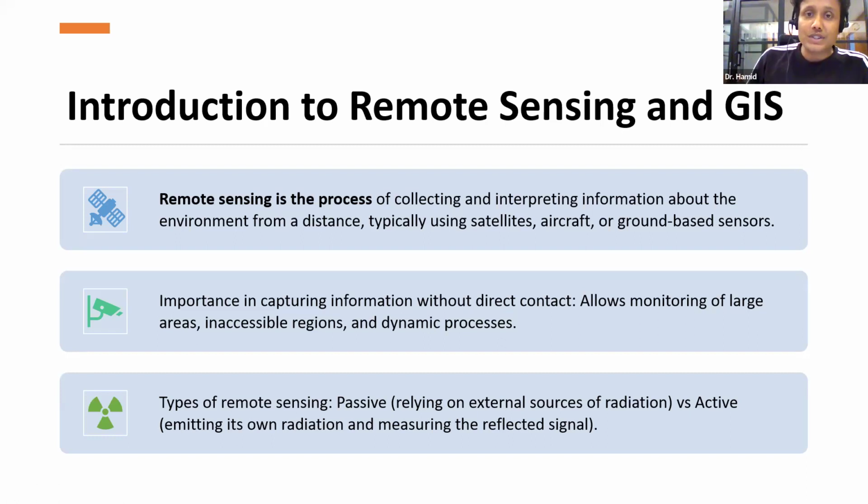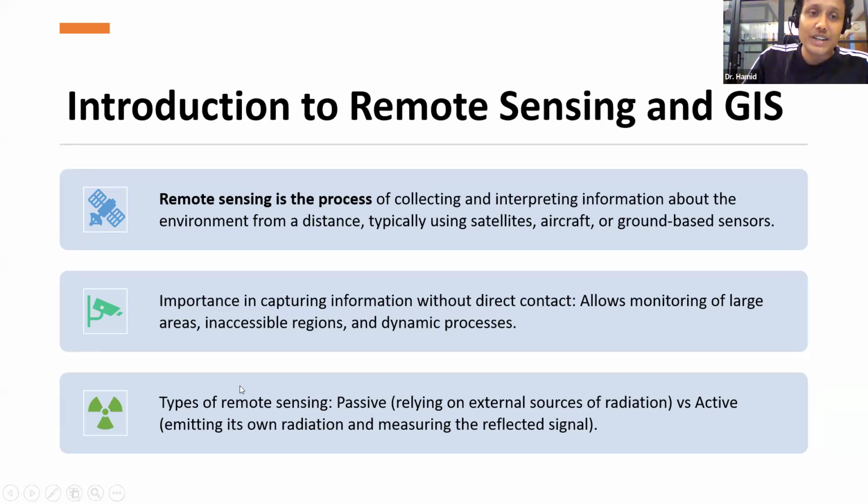So we typically use satellites, aircraft, or ground-based sensors for this. For example, satellites are continuously monitoring the Earth's processes, and that's a part of remote sensing. Or if you fix a CCTV camera in your locality, that's also basically remote sensing. Without being physically in contact with an object or target, you get information. So that's the basic idea about remote sensing.